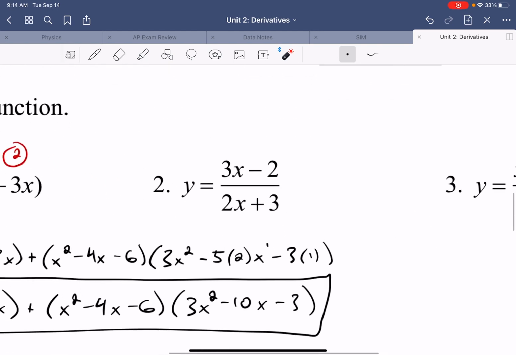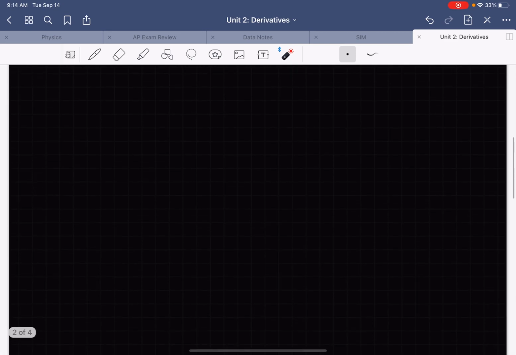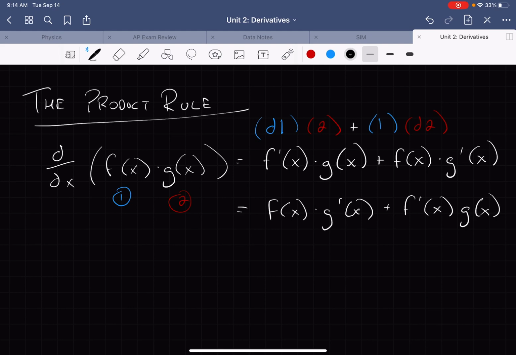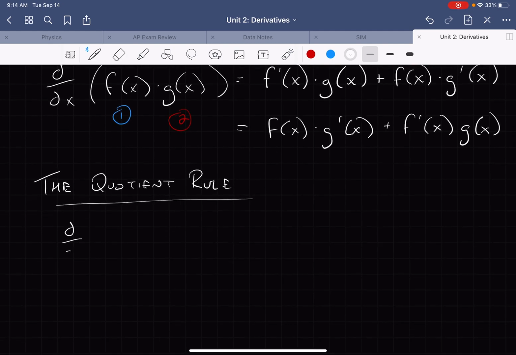All right, so number two. We would have to use the quotient rule. So let's go up here and talk about the quotient rule. So you would use the quotient rule whenever you have a function of x divided by a function of x.